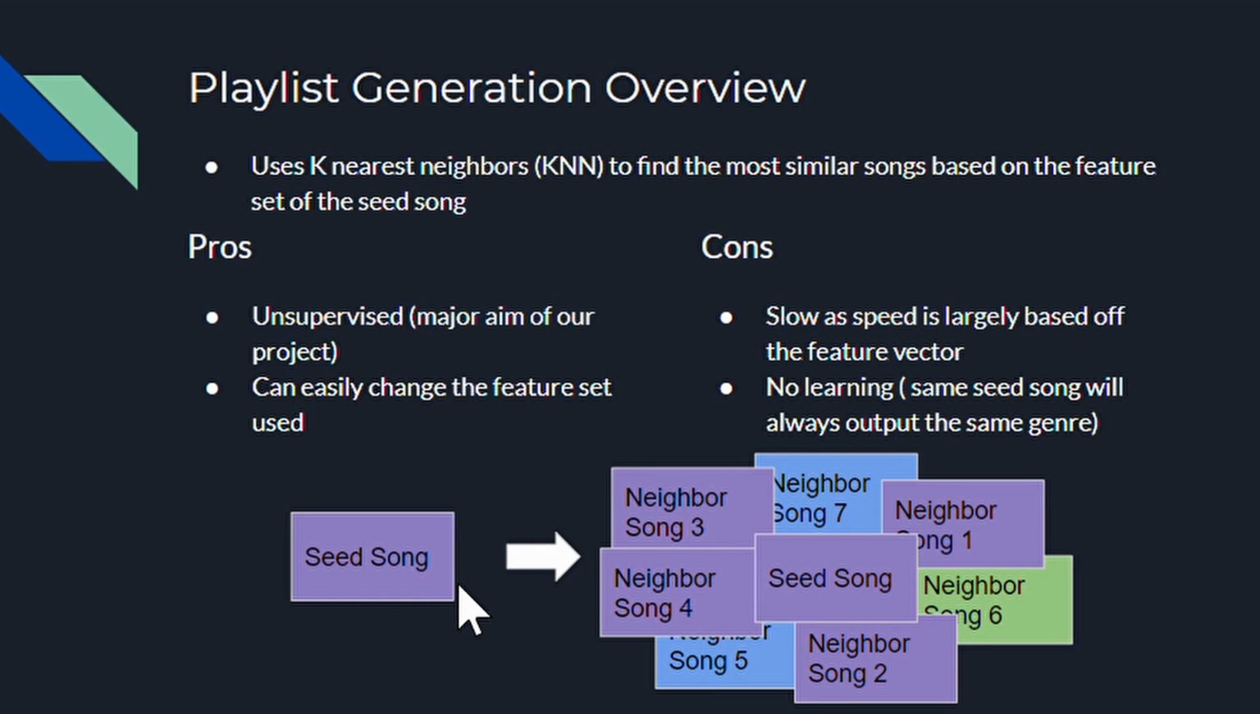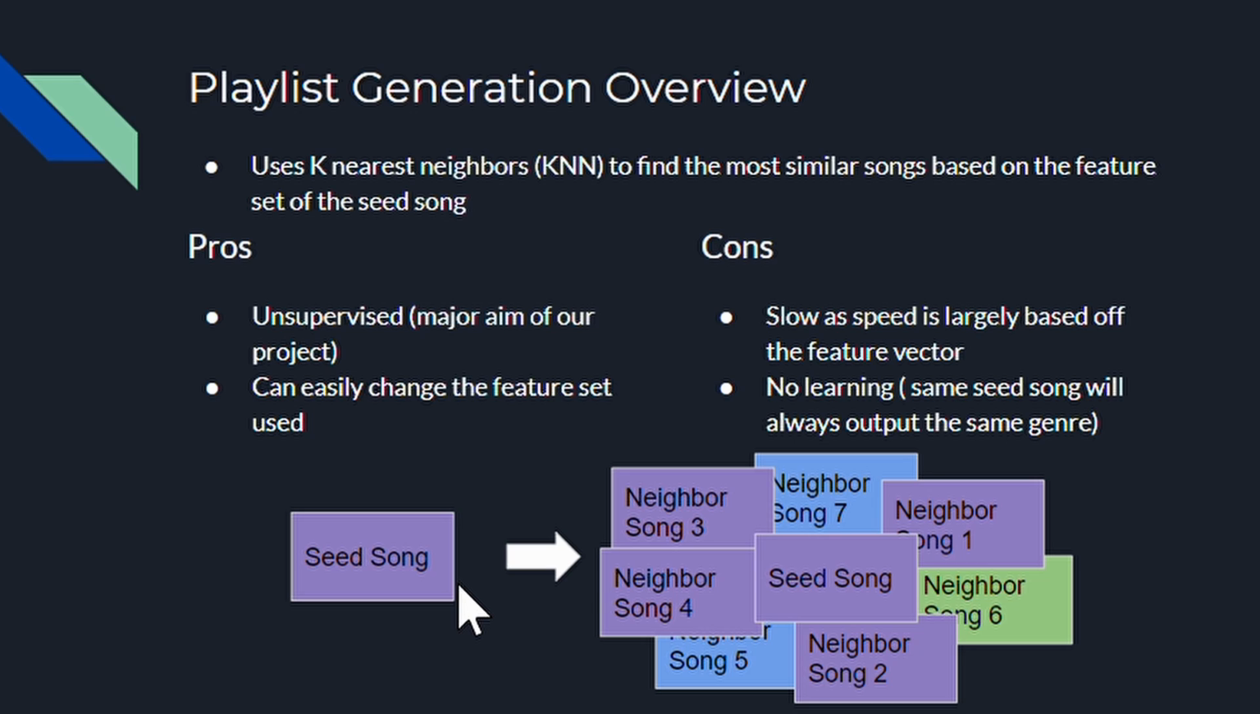So, now that you know a little bit about what our use cases are, I'm going to be going into a little bit of depth on what is actually happening behind the scenes. Now, in our playlist generation, we're using the k-nearest neighbors algorithm to find the songs which are most similar to the inputted seed song. A major reason why we wanted to use this approach is because it was unsupervised. This allows us to use unlabeled data to create results.